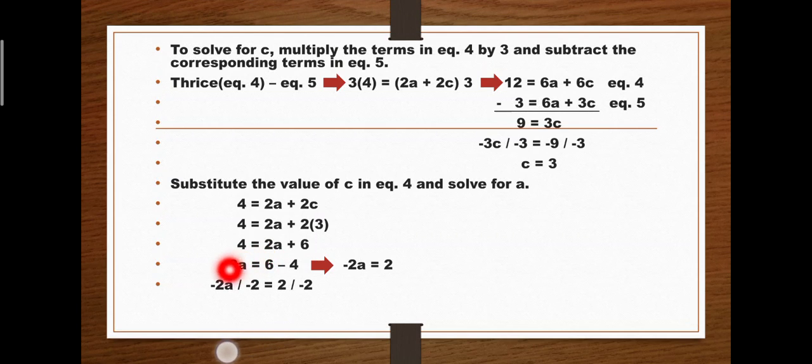So, negative 2a divided by negative 2, this one in white, look, is equal to 2 divided by negative 2. So, negative 2 divided by negative 2 is 1. So, a is equal to 2 divided by negative 2, which is negative 1. So, we now have the value of a, which is negative 1. Then, we have the value of c, which is positive 3.